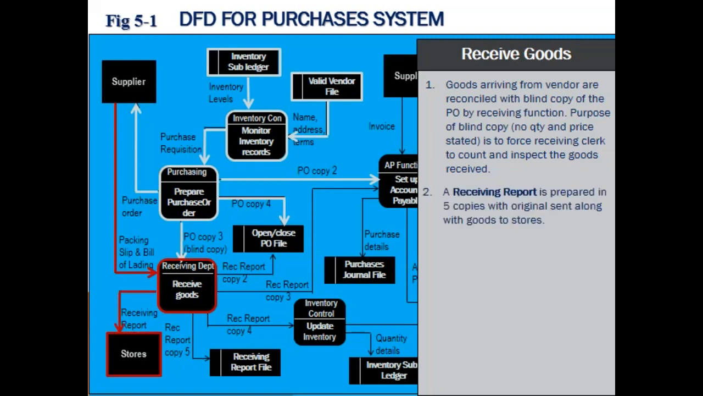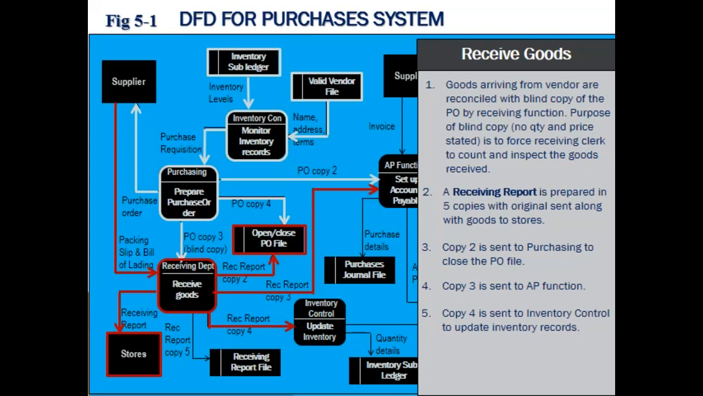A receiving report is then prepared in 5 copies, with the original sent along with the goods to the stores. Copy 2 of the receiving report is sent to purchasing to close the PO file. Copy 3 is sent to the AP function, and copy 4 is sent to the inventory control to increase the inventory items received. Copy 5 is filed in the receiving department.